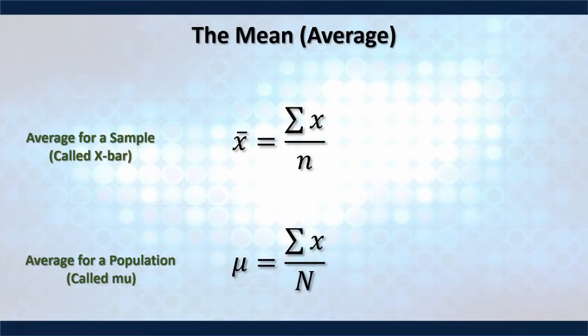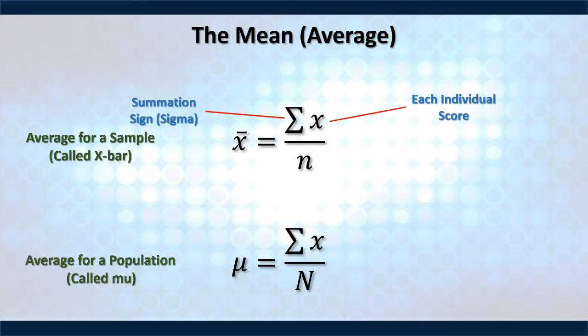Let's dive a little deeper into the measures of central tendency by looking at some of their equations. Recall that the first measure of central tendency is the mean or average, which is represented by the following equations. For a sample mean, called x bar, you have to sum or add, represented by the Greek letter sigma, each individual score, represented by x, or sometimes x subscript i, and divide that sum by the total number of observations or scores, represented here by a lowercase n.